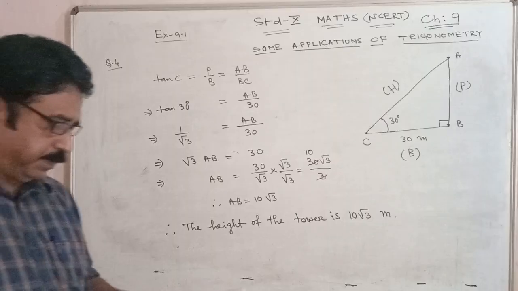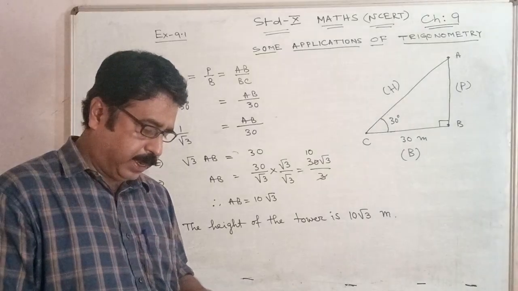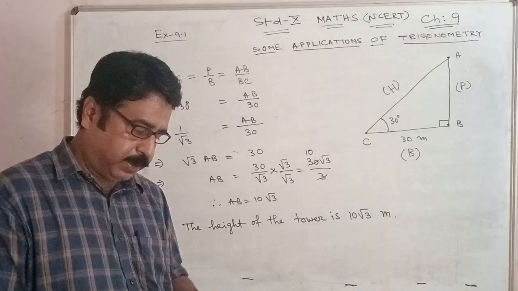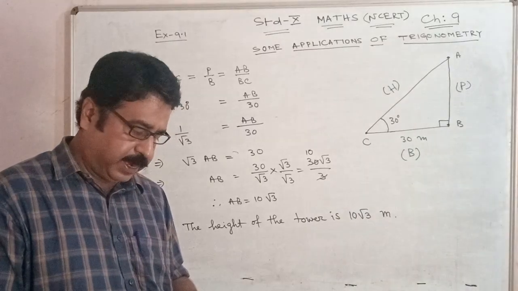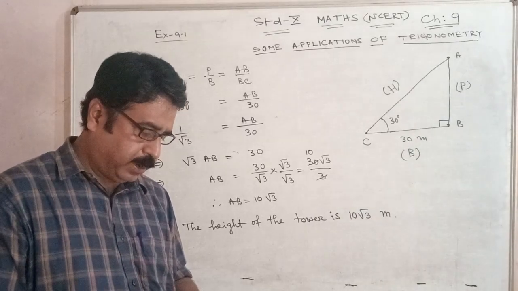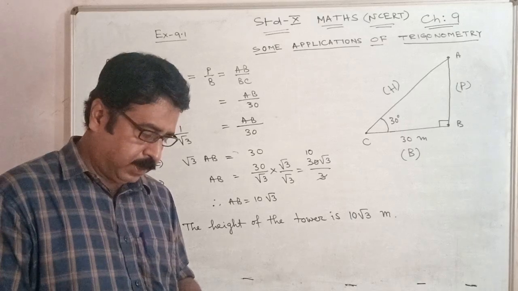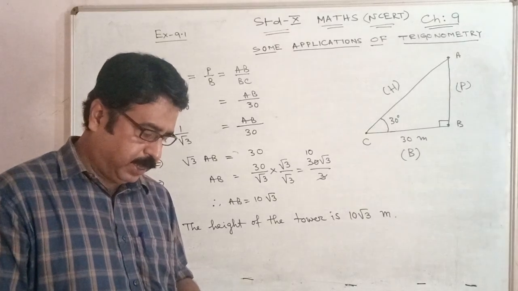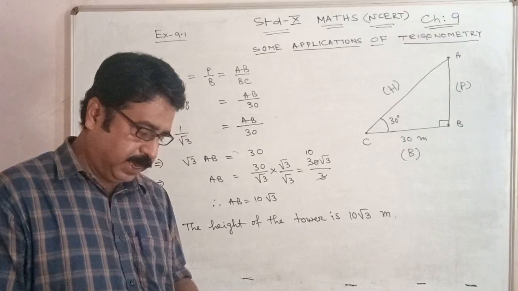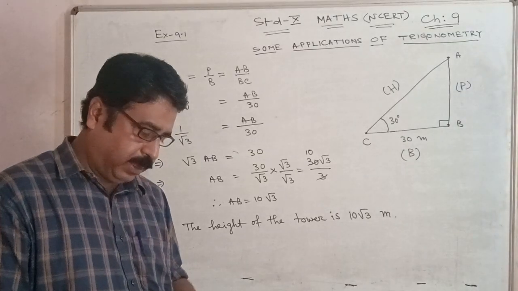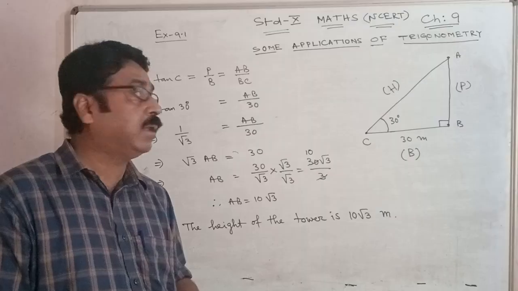Next sum, it is given a kite is flying at a height of 60 meter above the ground. The string attached to the kite is temporarily tied to a point on the ground. The inclination of the string with the ground is 60 degree. Find the length of the string, assuming that there is no slack in the string.